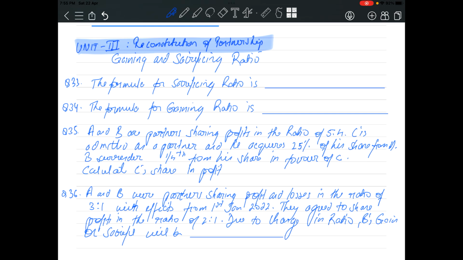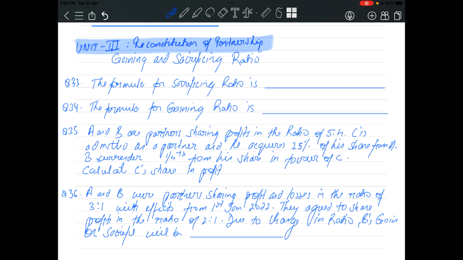Today we will be taking up questions from Unit 2, Reconstruction of Partnership. I hope you have watched lecture number 1, which was on Unit number 2. In this lecture we'll be taking up questions on Unit number 3, Reconstruction of Partnership. This will again be exam-oriented MCQs, so we will solve the questions. Let's start without wasting further time.